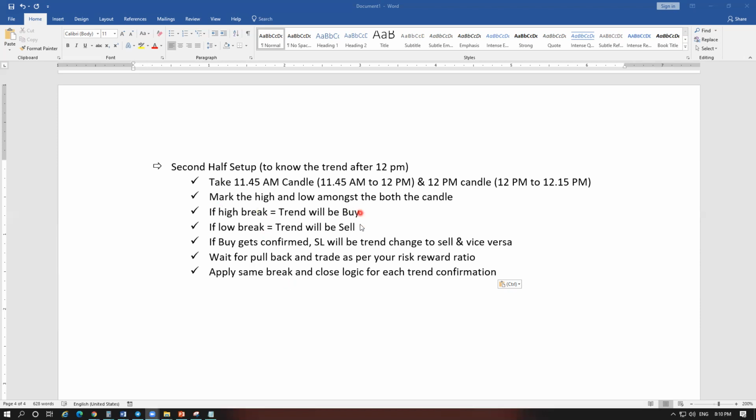If the high breaks, the trend will be buy. If the low breaks, the trend will be sell. If buy gets confirmed, the SL will be the trend change to sell, and vice versa, meaning if sell gets confirmed, the SL will be the trend change to buy. Wait for the pullback and trade as per your risk reward ratio. Apply the same break and close logic for each trend confirmation. Break and close: what is the 0.10% break, 0.20% break and 0.10% close?